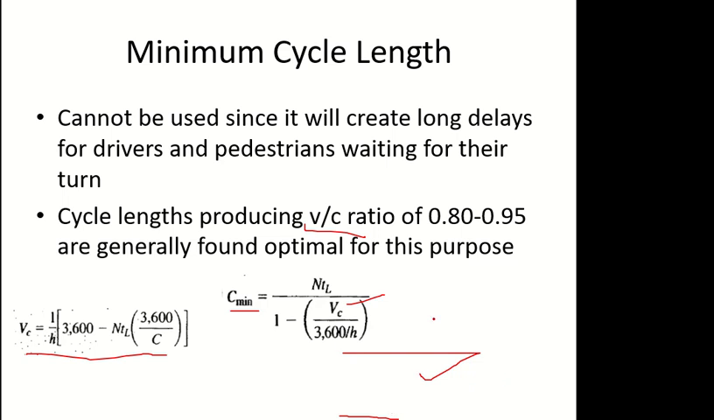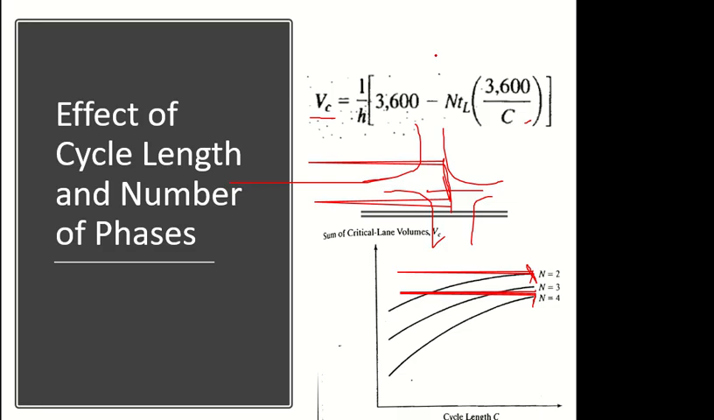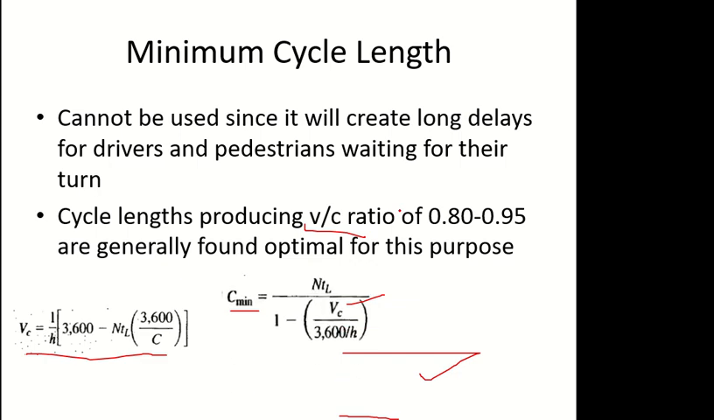So this is from where we started. Then we reversed the equation. But there was no factor of safety and there was no flow rate. So I added them and I got this one.